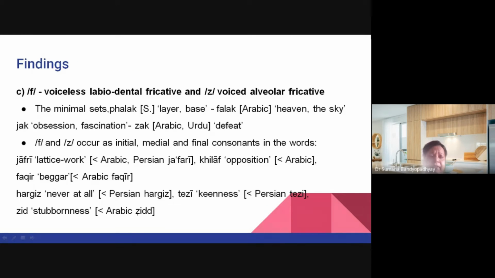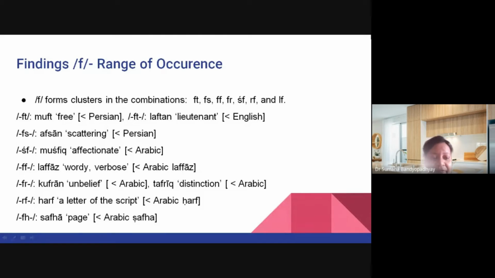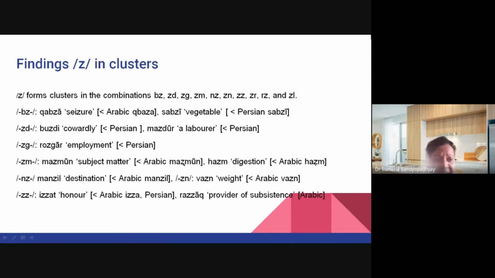Findings. This is for occurrences, for which I have given some examples. Next slide, please. This is the range of occurrences of the fricative in the clusters, where we can find it as a geminate, and similarly for Z also. For example, ZZ can occur in Izzat, Razak, and so on. Next slide, please.